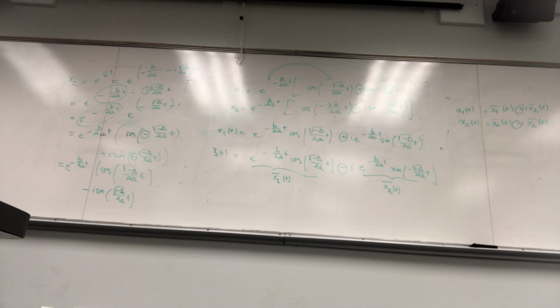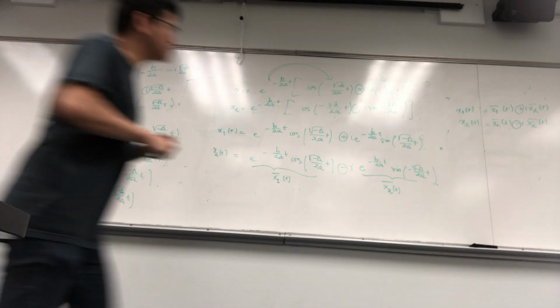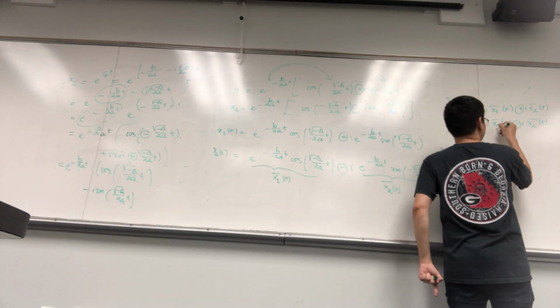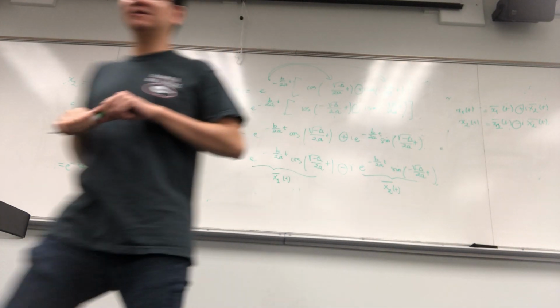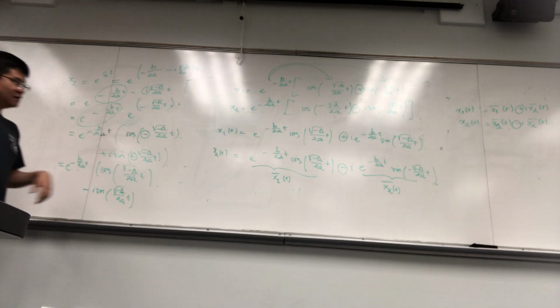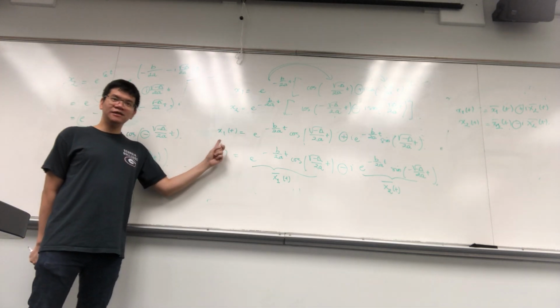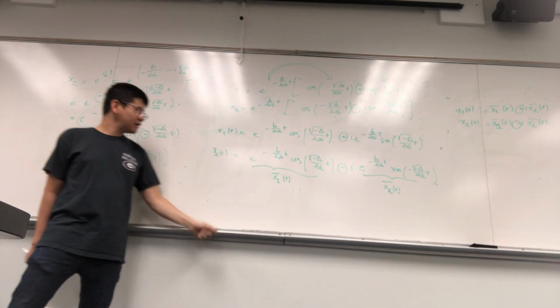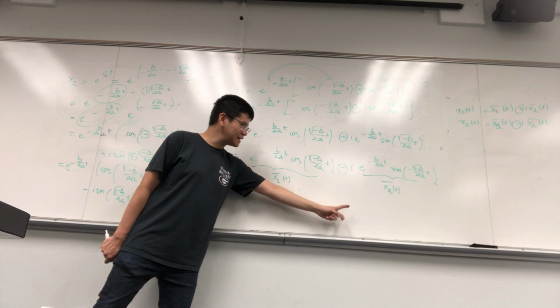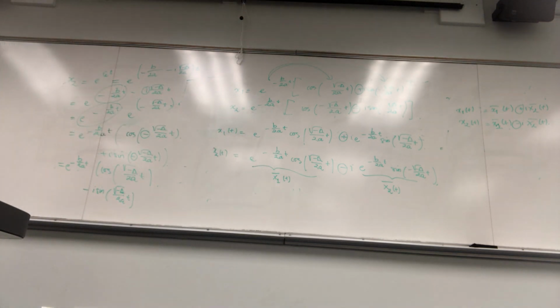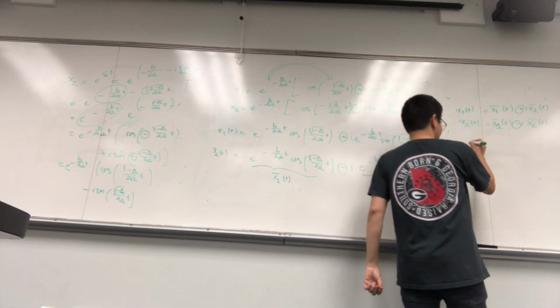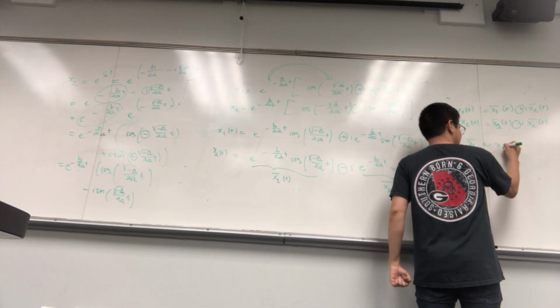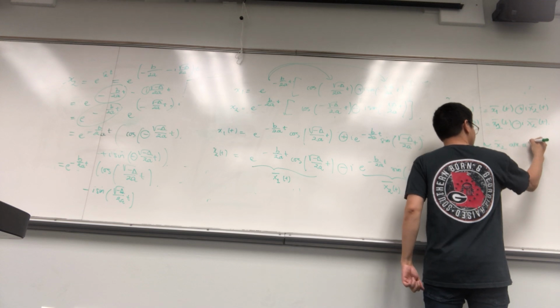Is it good? Yes? So I'm gonna say that x1 of t is x1 bar plus i x2 bar, and x2 is x1 bar minus i x2 bar. Now I'm gonna say that x1 bar and x2 bar are also solutions of the equation. x1 bar and x2 bar are also solutions.